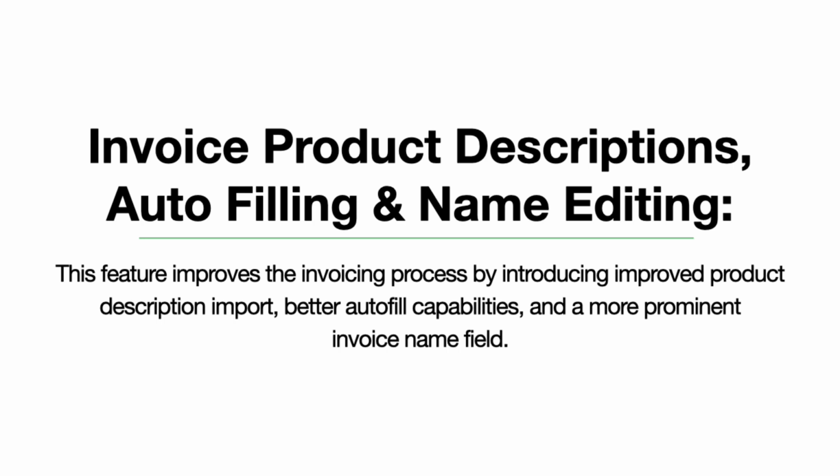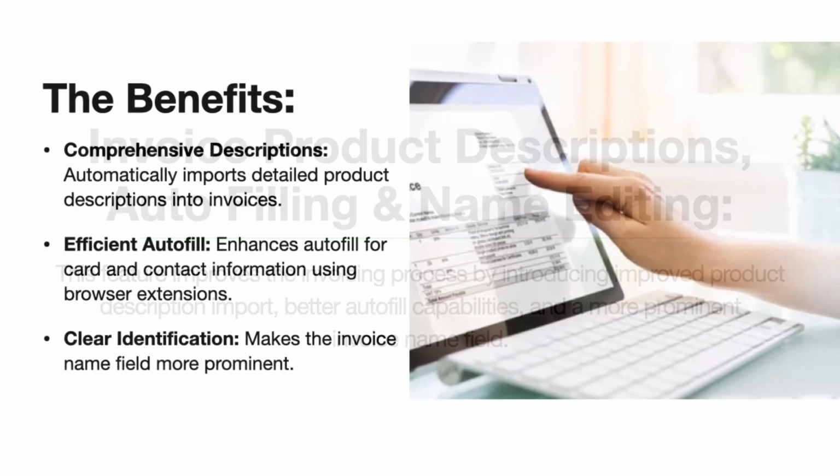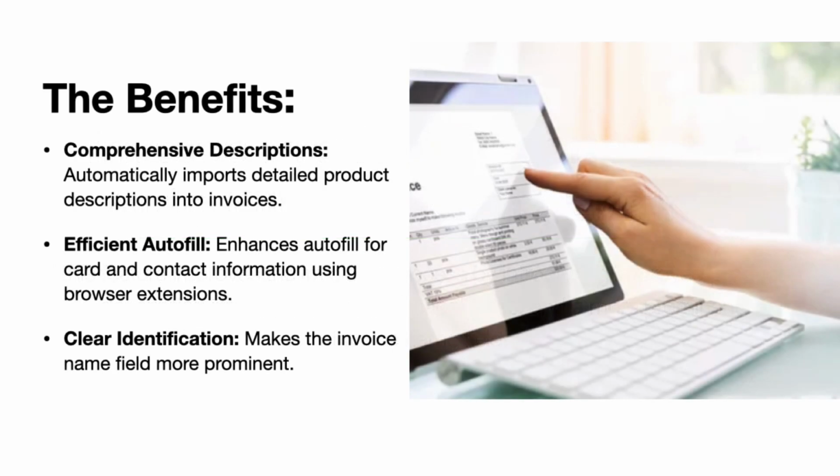Now within Invoice Product Descriptions, you have auto-filling and name editing. This feature improves the invoicing process by introducing improved product descriptions, imports, better autofill capabilities, and a more predominant invoice name field. As far as benefits go, first of all, this is going to give a comprehensive description.